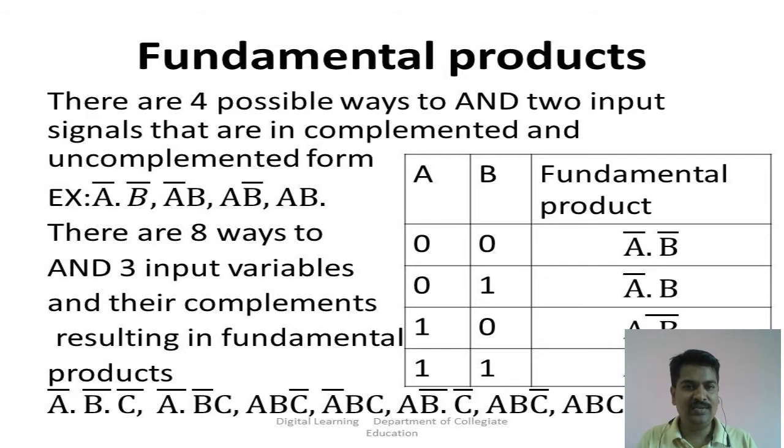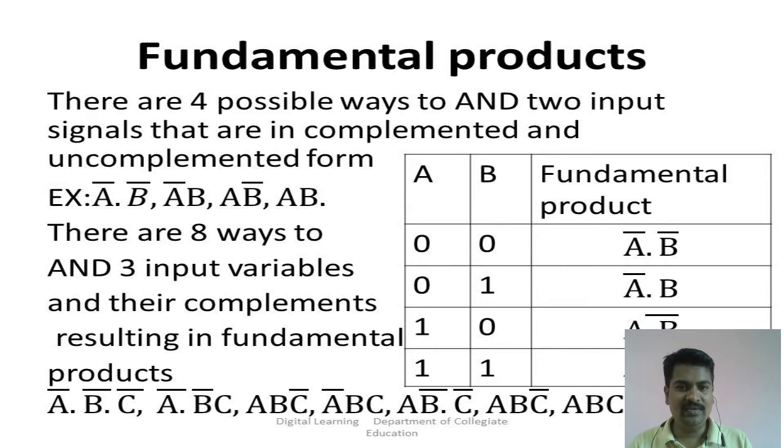Here is a table for the two inputs, not the truth table; it is a table to write the fundamental products. A is 0, B is 0, and the fundamental product will be A bar dot B bar. How have we written this? If the input is 0, write the variable in complemented form. A is 0 here, so I have written A bar. B is 0 here, again write it in complemented form, B bar.